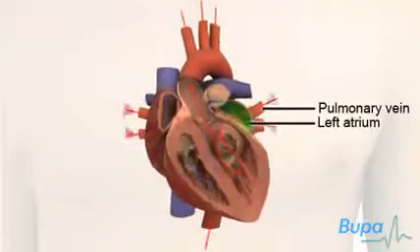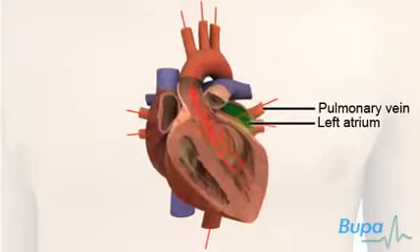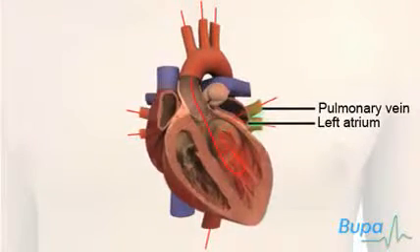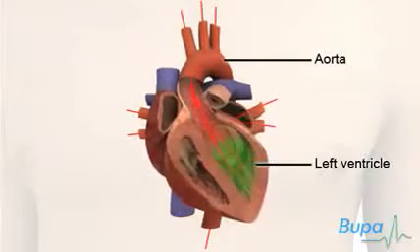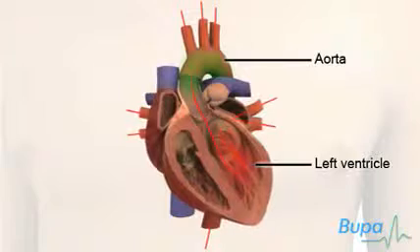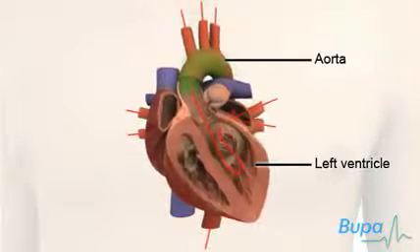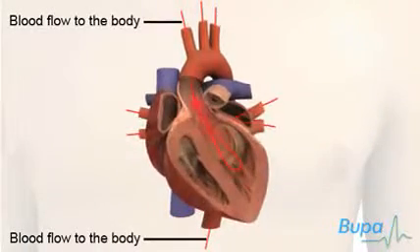The left atrium receives blood that contains oxygen from the lungs via the pulmonary veins. This blood then passes into the left ventricle, which pumps it into the aorta. From the aorta, the blood is passed to the different parts of the body.